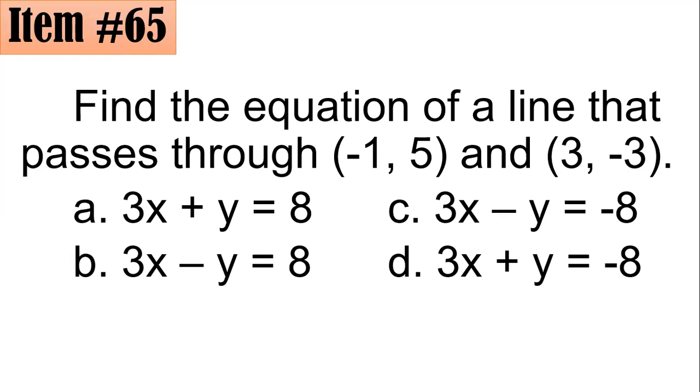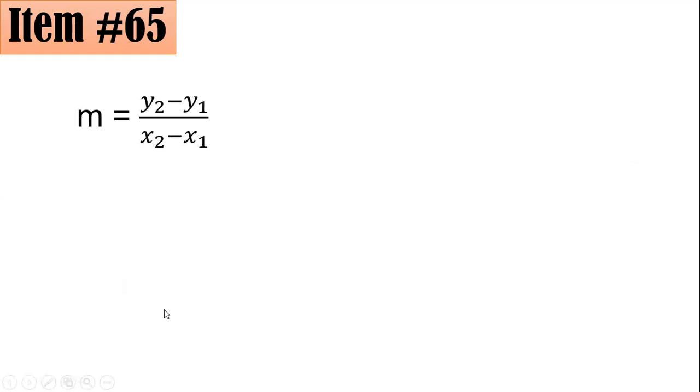Yung ginagawa po ng iba, substitute niya po yung -1, 5 at saka yung 3, -3. Tapos, kung masatisfy niya yung dalawang points, yun na yun. But apart from that, we can find the slope po, no? By using the formula y sub 2 minus y sub 1 all over x sub 2 minus x sub 1, where y sub 2 minus y sub 1 represents the change in y, and x sub 2 minus x sub 1 represents the change in x po.